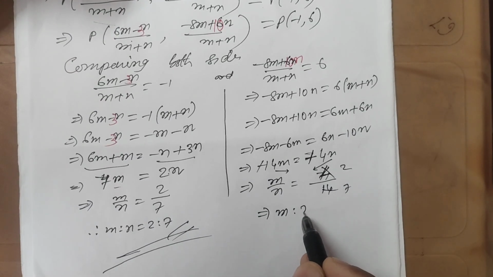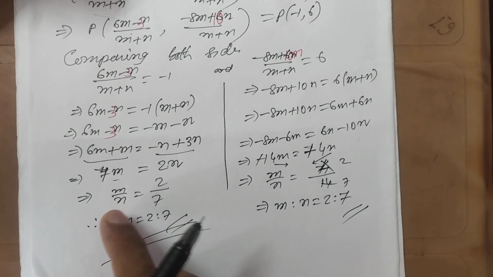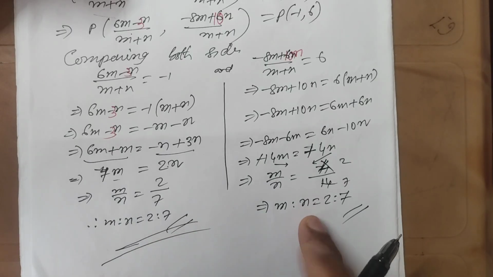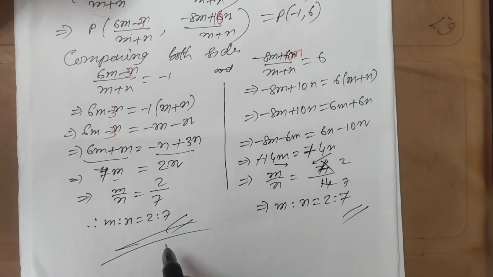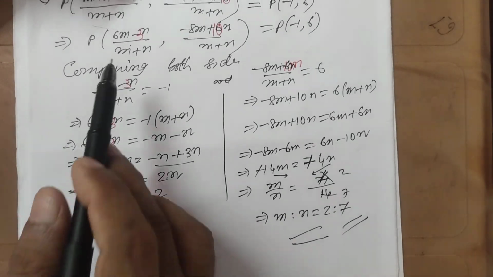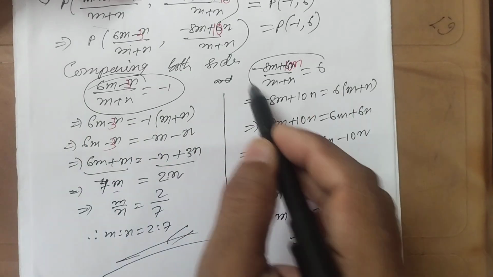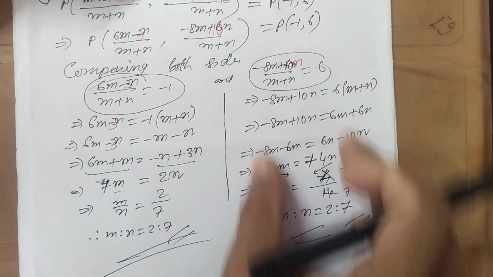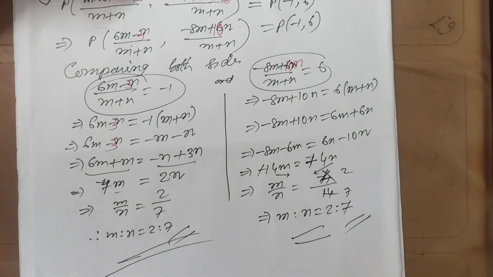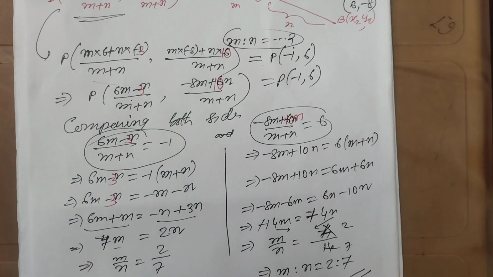So m is to n is 2 is to 7. Therefore the required ratio, from both we have to get the same ratio. If we are getting a different ratio, your calculation is wrong. We have to get the same ratio from both. First equal to first and second equal to second, they must give the same ratio in both cases. Okay, so in this video you got the solution of questions number 1, 2, 3 and 4 of exercise 7.2.